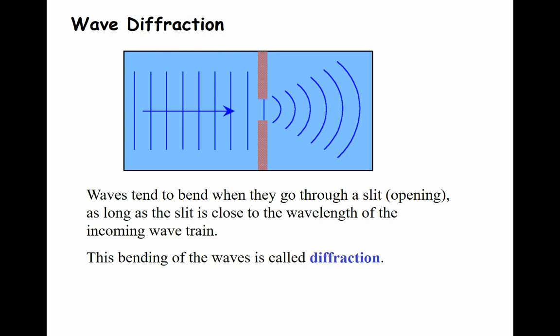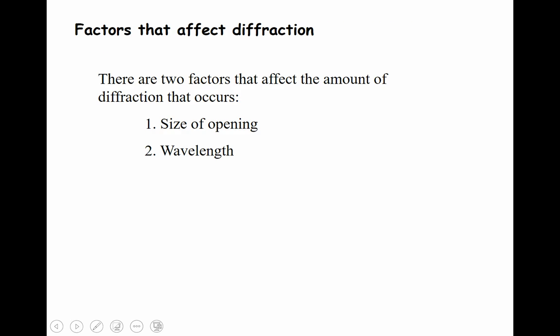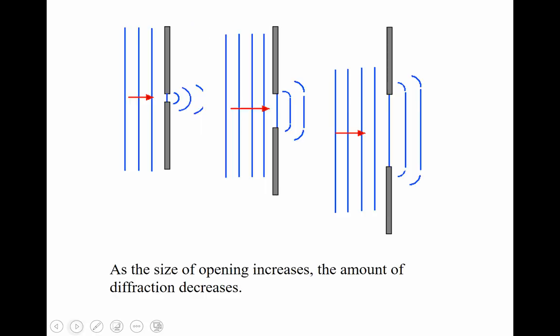Next thing is diffraction. Diffraction is when waves bend when they go through an opening or a slit, as long as it's close to the wavelength of the incoming wave train. So through a slit, or around a corner, stuff like that. There's two things that affect the amount of diffraction that occurs: the size of the opening, and the wavelength. So all of these waves are traveling with the same wavelength. Things that we notice is a really, really small opening causes lots of bending, whereas a bigger opening causes less bending, and an even bigger opening causes even less bending. So the diffraction increases as the size of the opening decreases.